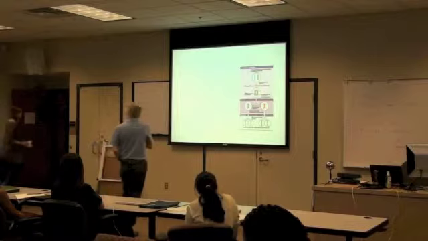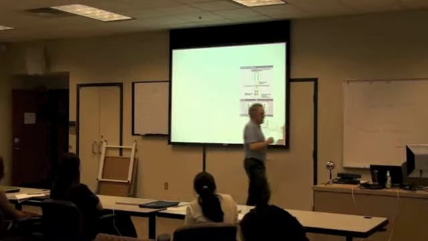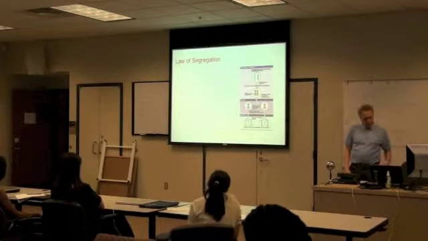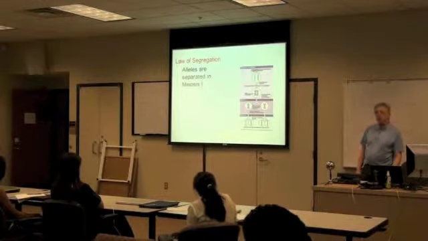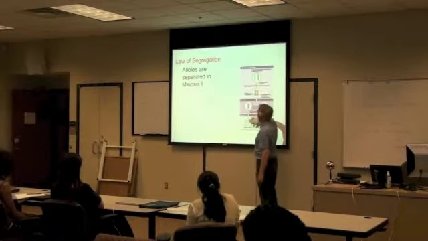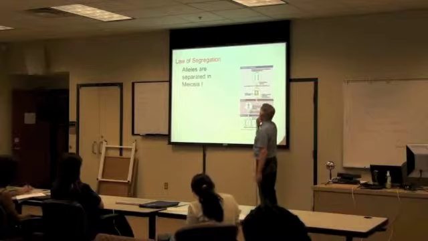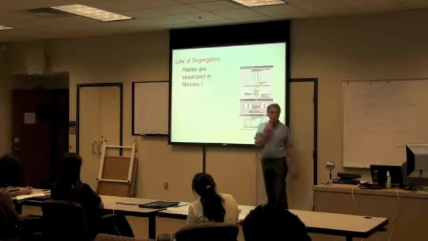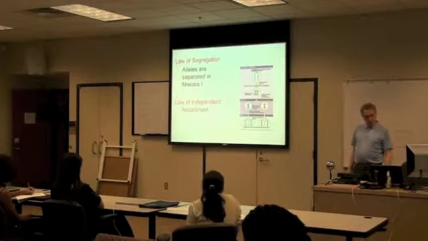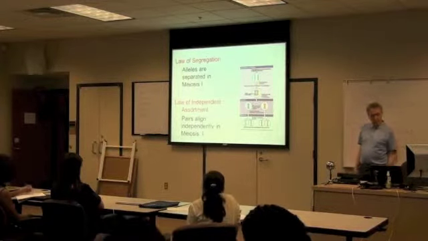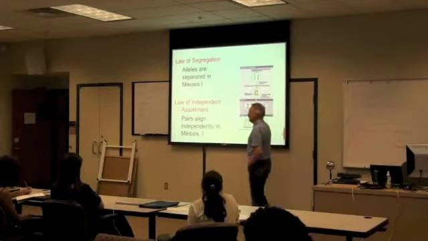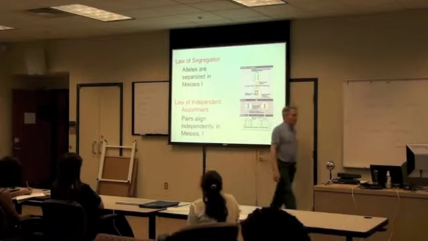Okay, so that's an important idea to keep in mind. The law of segregation: alleles are separated in meiosis 1. That's this process. There are 2 divisions in meiosis to form gametes. The alleles are separated in meiosis 1. And the law of independent assortment says pairs align independently in meiosis 1. Okay, so what does that mean? We'll see.